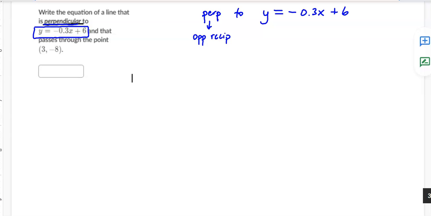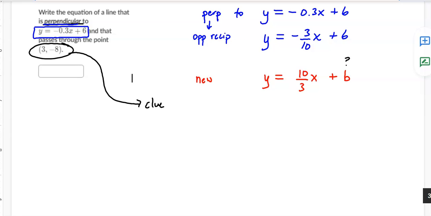Right now it's written as a decimal, so I'm going to first change this decimal into a fraction, because it's easier to flip a fraction than find the reciprocal of a decimal. That's -3/10 because the 3 is in the tenths place. So the new equation is going to have to be 10/3 positive, because that's the opposite reciprocal, x plus b. Just like in the last example, I don't know what b is, but I'm going to use our clue.